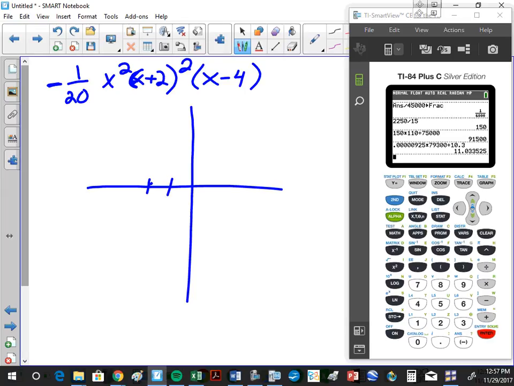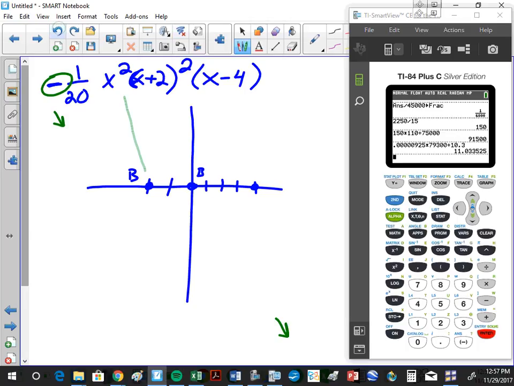At -2, and that's a bounce. And then at 0, and that's also a bounce. And then positive 4, and that just is a straight through. Where do I start and where do I end? It's a negative, so I'm going to start that way and end in the same direction. Okay. I'm coming down. What happens?